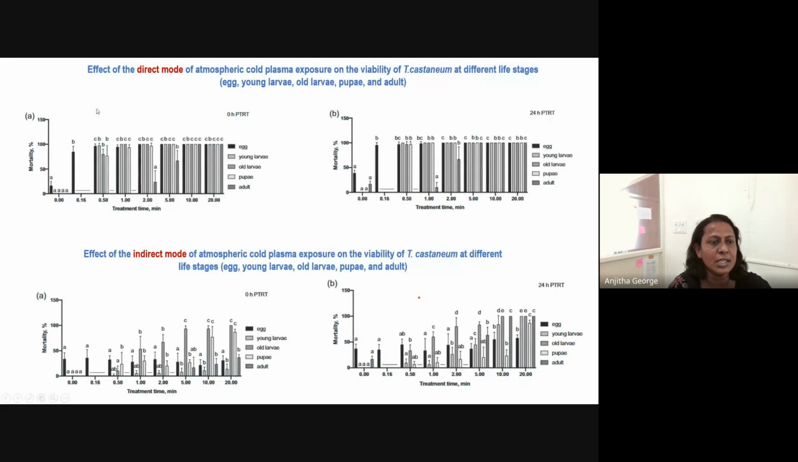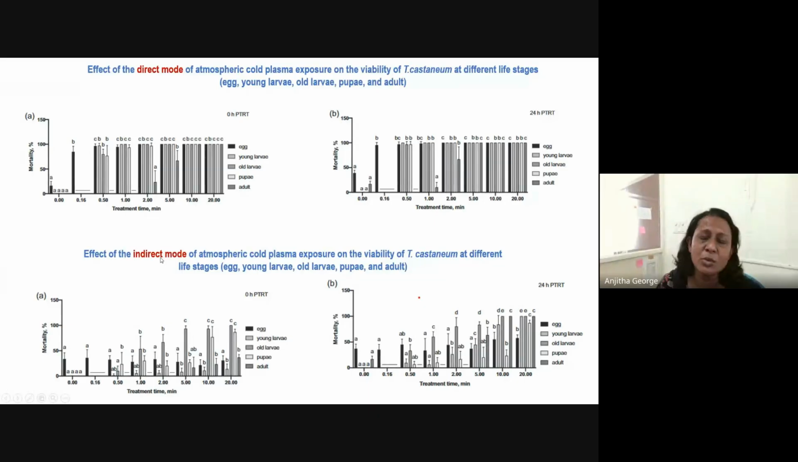What they observed is that the first two figures you can see here are at 0 hour post-treatment retention time, and this is 24 hour. These are the different stages I told you about: young larva, old larva, pupa, adult. Down is the treatment time. At the 0th time, there was merely no mortality. Only a few eggs died. At the next time point, almost 80% of the eggs died. As the time increased, the mortality percentage also increased, and a similar trend was observed here too.